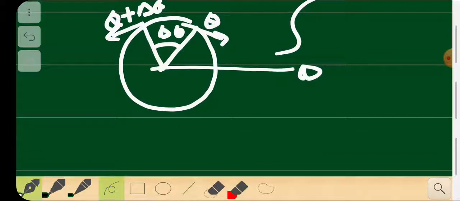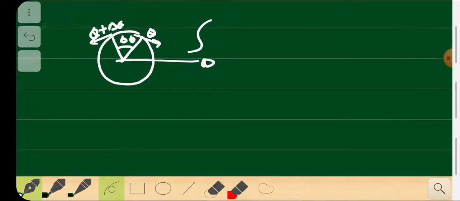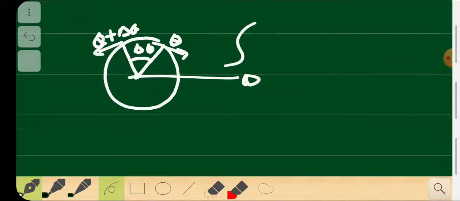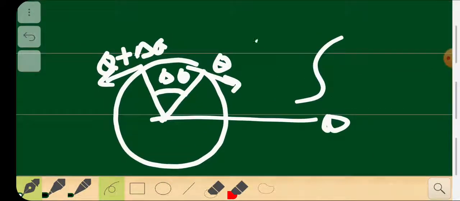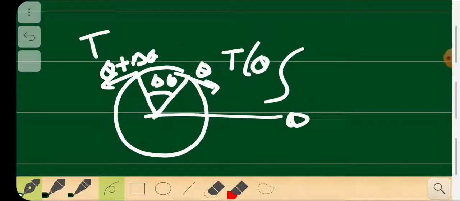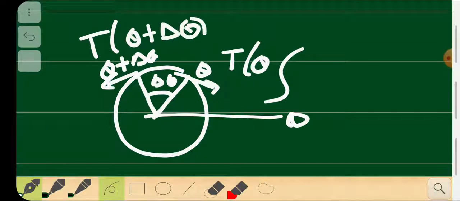So for that, you can also think like this. If the tension here is T, some T, then here the tension will be something different. So here it is T of theta, and here it will be T of theta plus delta theta, right? So the tension will change just like that.